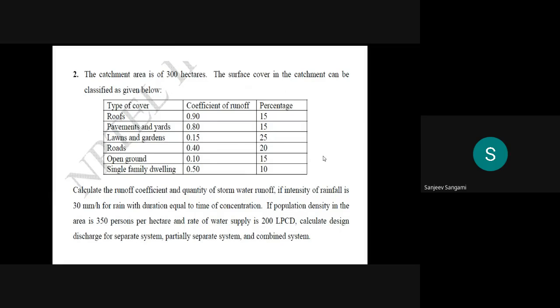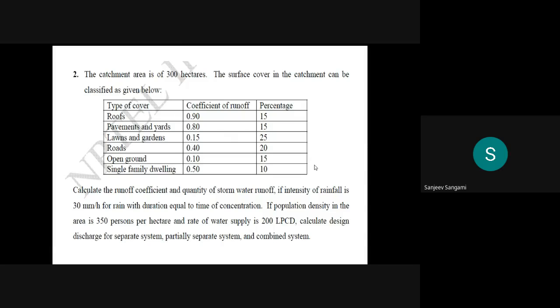In yesterday's class, we were solving some problems, and this is one more problem. In the previous class, we solved three problems. One problem is related to the separate system, and one more is related to the combined system. And the third one is related only to the calculation of runoff coefficient. So now we'll go ahead with one more very important problem.